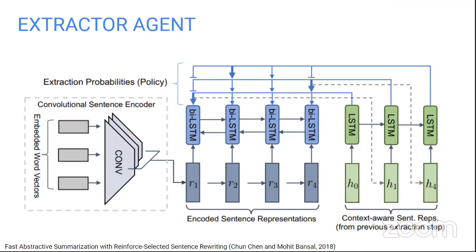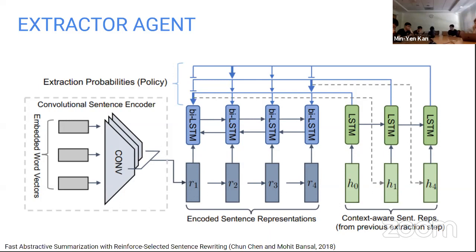Here, all the arrows look like they're circular. This is the extractor agent, and all of the data flow at some point turns back to the beginning. Yeah, so we didn't understand this part.